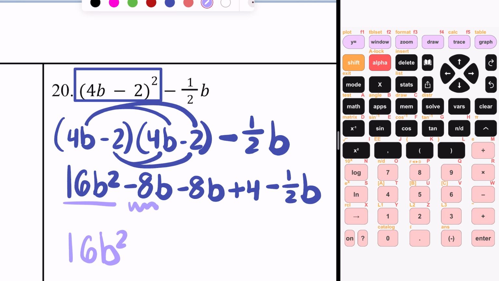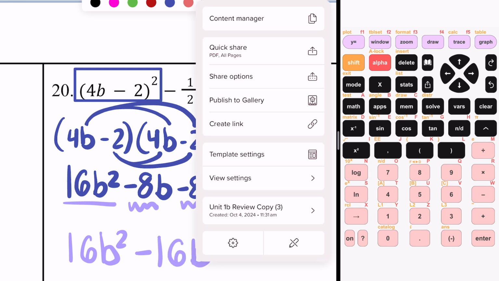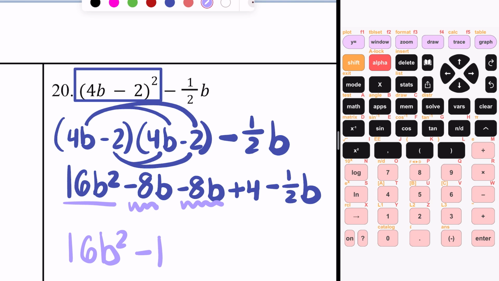We have negative b minus b, which is negative 16b. Oh, I forgot about the negative 1/2 b. Let's see what that is. Negative 8 minus 1/2 is negative 16.5, or negative, what would that be as a fraction?